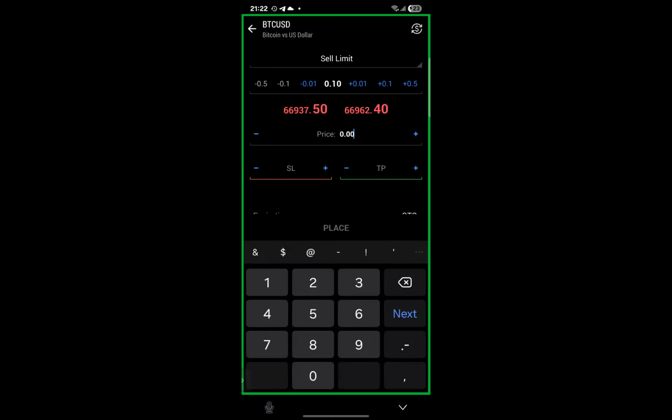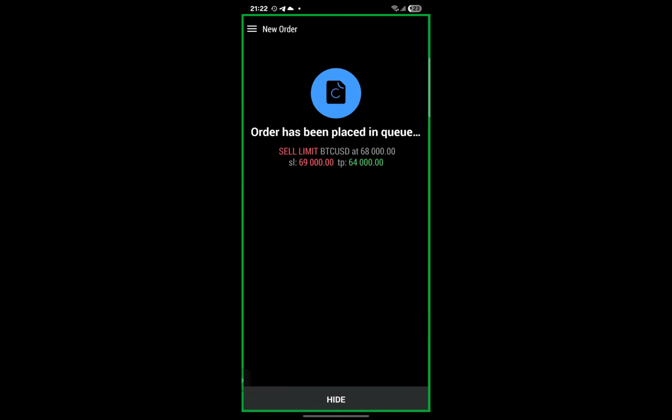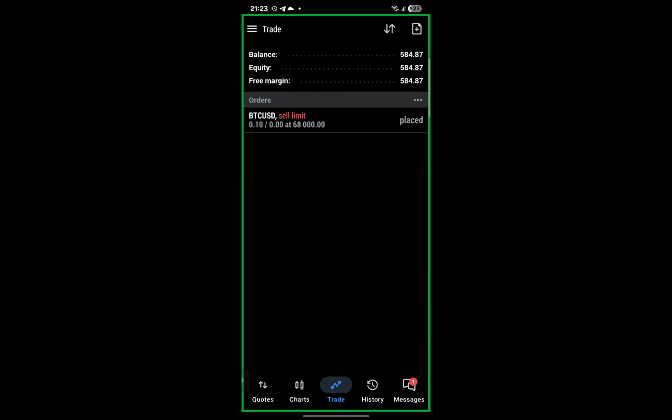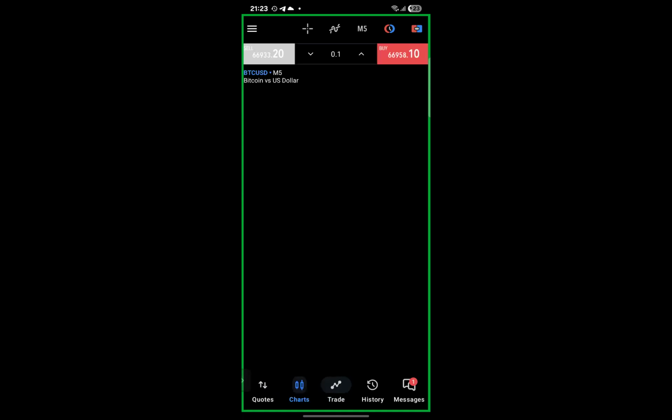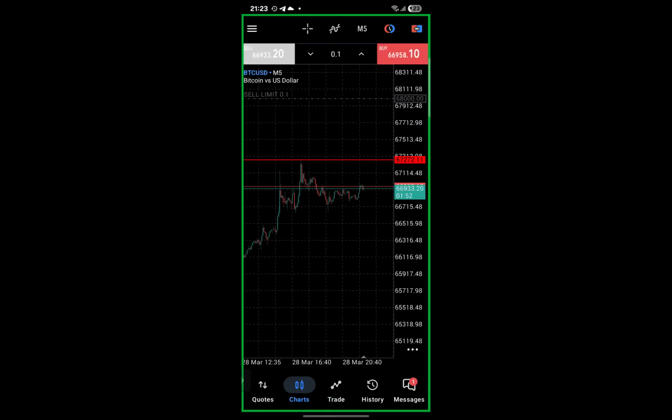You put the price there, the entry price I put for the sell limit. Let's say 68,000. And the TP, which I put, let's say 64,000. And the stop loss I put, let's say 69,000. Then I put sell. So you see it here now, the trade has not activated. Why? Because look at this gray thing here. This gray thing is the price which I put, which is 68,000.